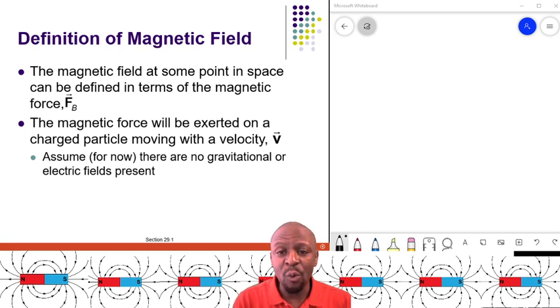For now, I want you to assume that there are no gravitational and electric fields present, from now onwards. I will also tell you when you have to assume that the electric fields are present. For this part of the chapter, I want you to assume this so that we can deal with only the magnetic field. Just assume that only the magnetic field exists on these charged particles.